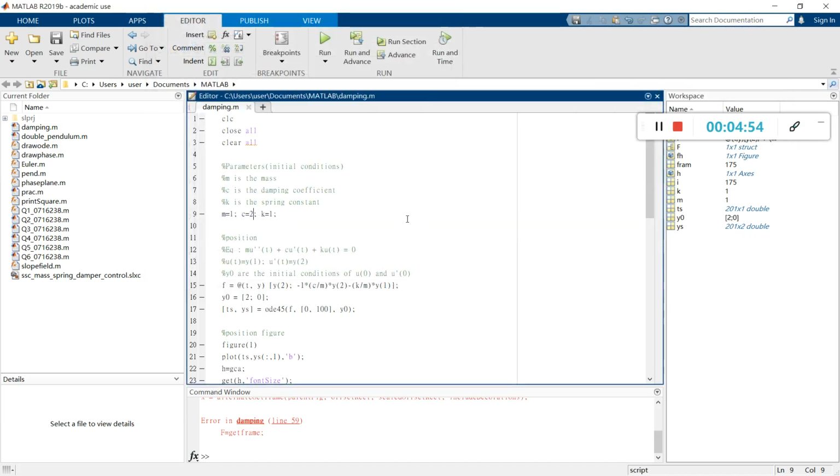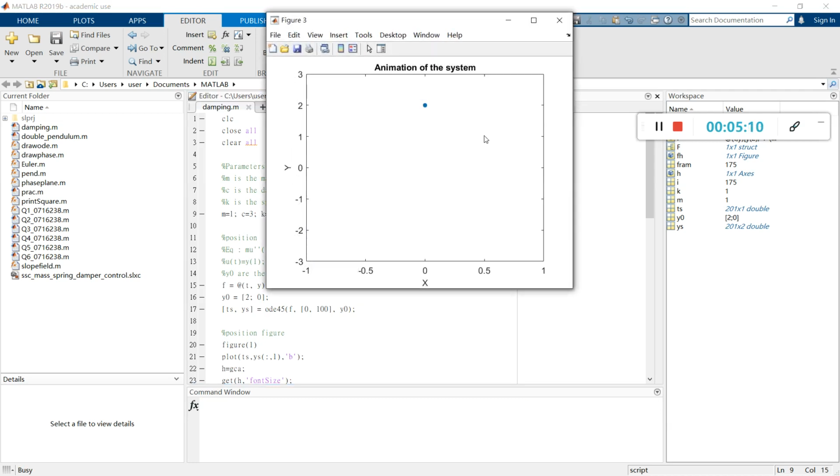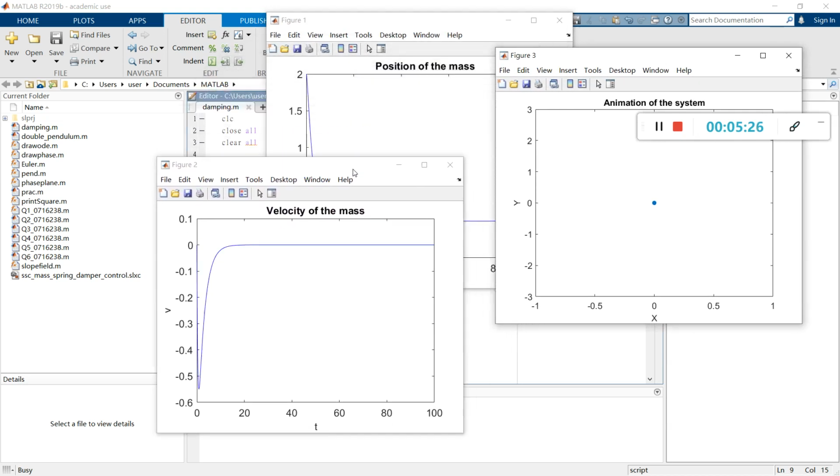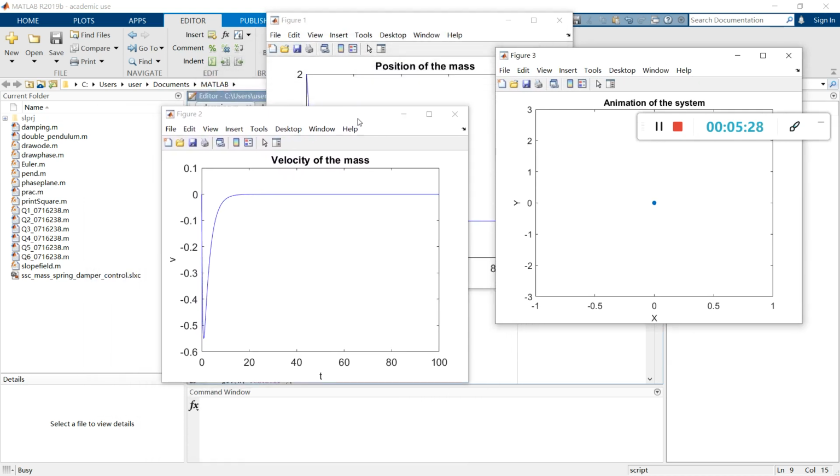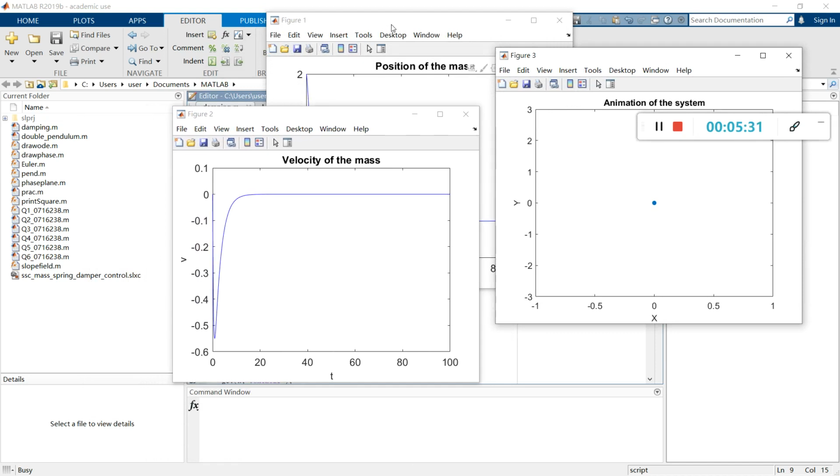Then we show over-damping. Maybe we choose the damping coefficient equal to 3. You can see the animation. It's like critically damping, I thought.